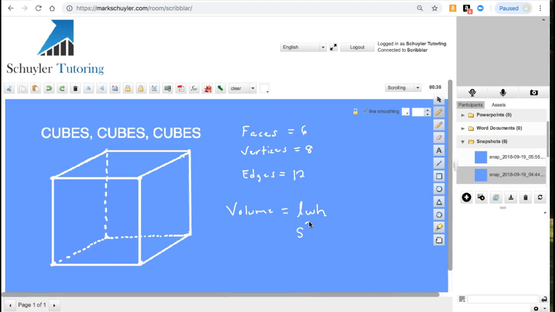This is a cube, so let's use the side cubed. Much better formula. It's more succinct. It's more concise. It's just plainly more accurate. So remember, side cubed volume formula.